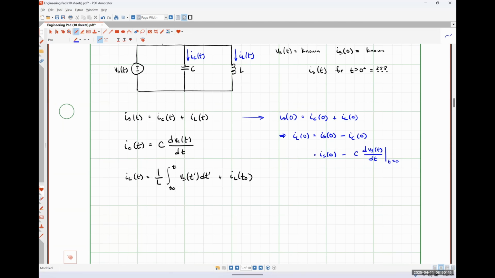This is number 5 from homework set number 12. And then the previous problem that we worked was homework set 12, problem 3.